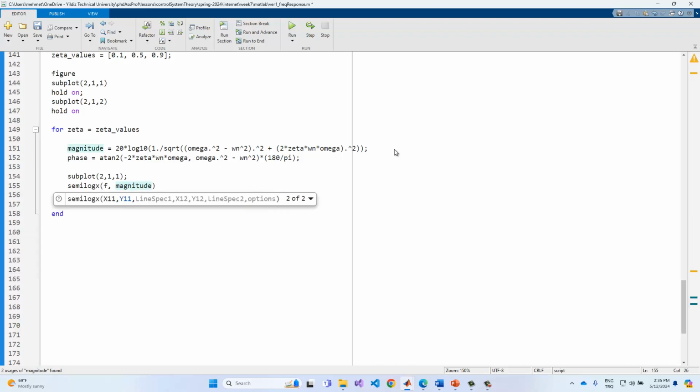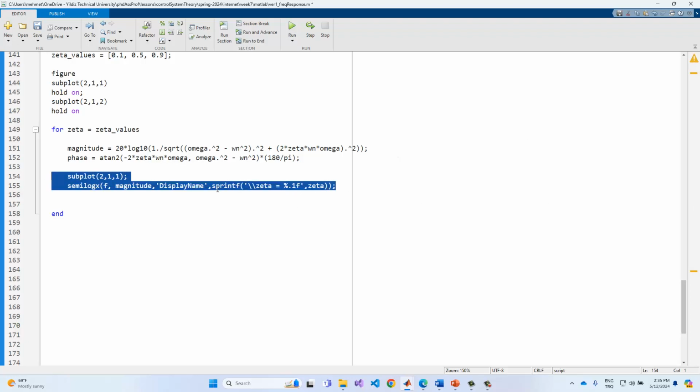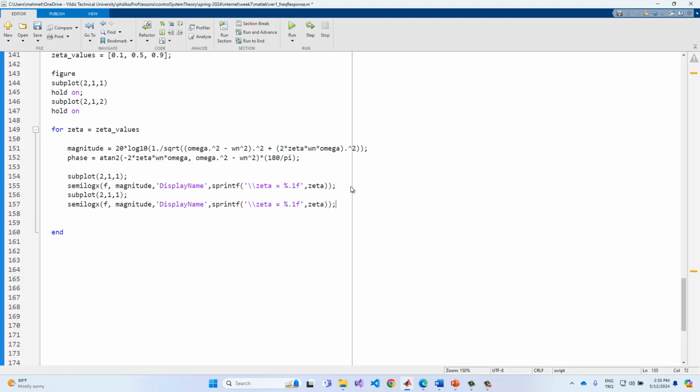Okay, and so display name with sprintf, zeta is equal to percent 1f and the zeta. Okay, this is the first semilog plot, and in the second case the values are updated in here with the phase.